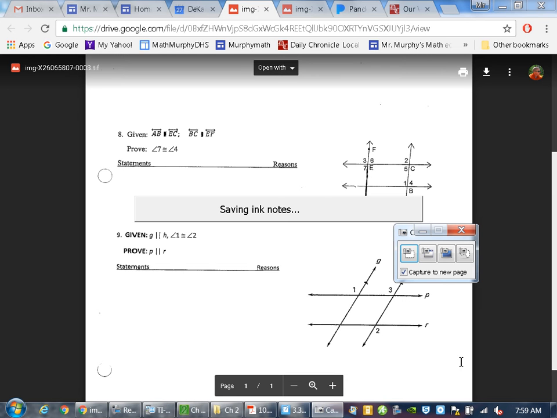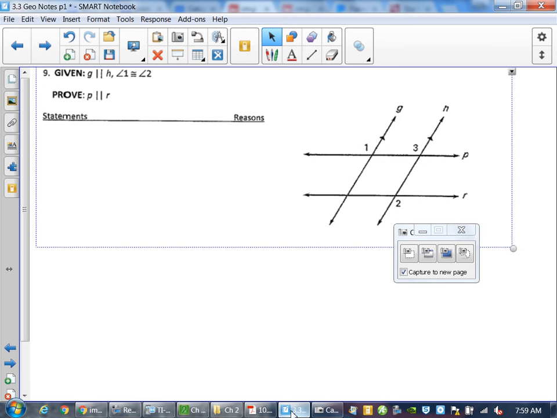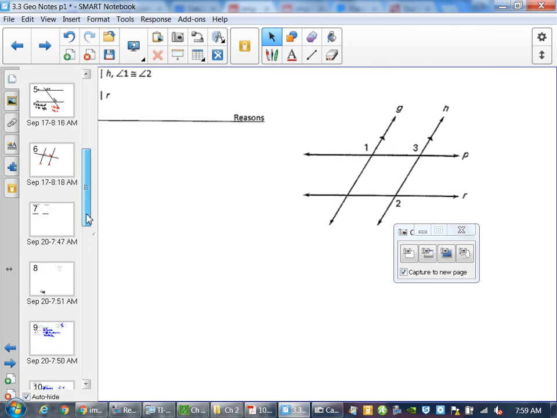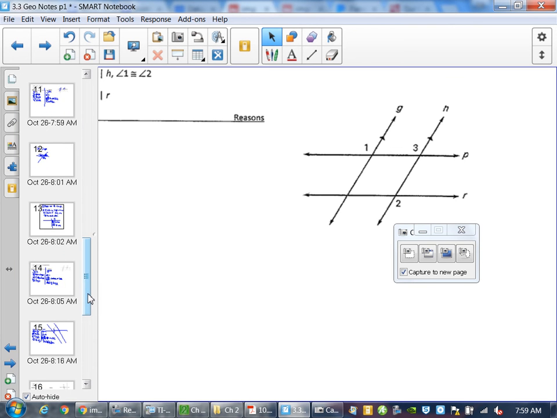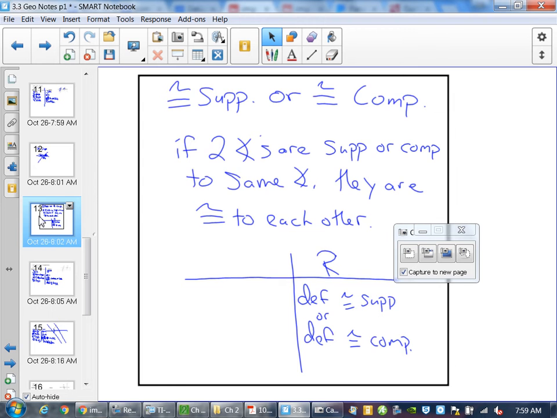Gee, this next one is almost the same problem, except you have to prove the lines are parallel. So yesterday we had, where was it? Is it this one?